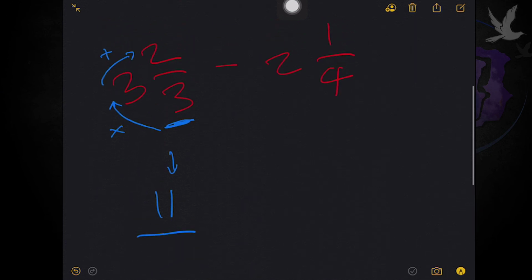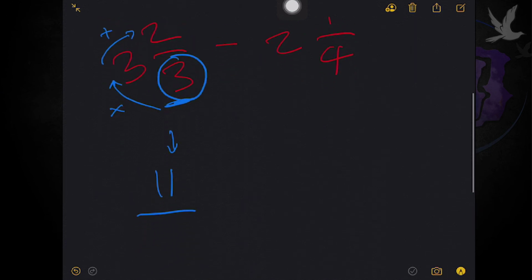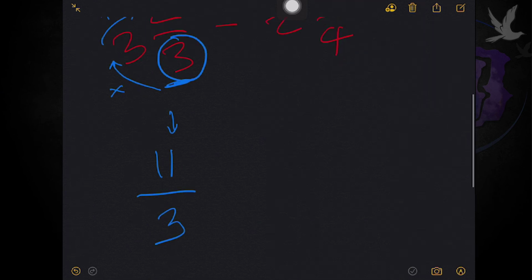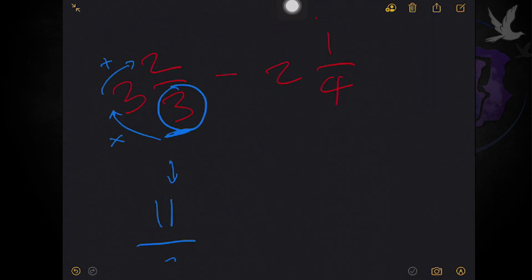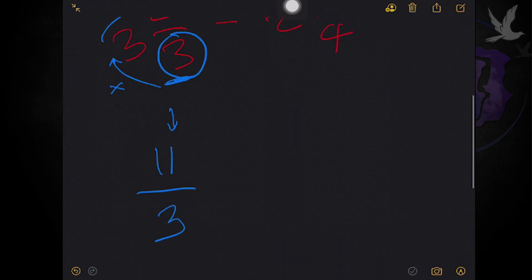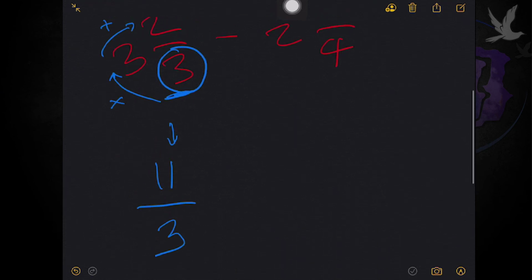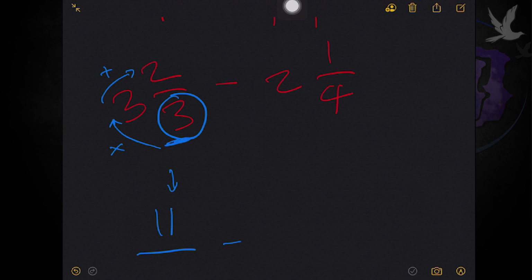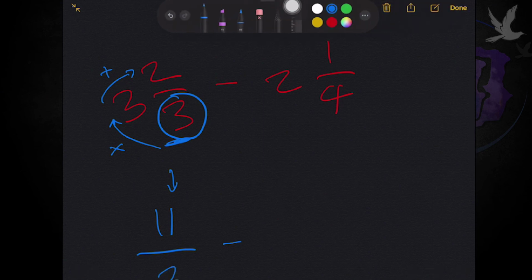What is our denominator? Just copy the denominator, which is 3. Okay, again, 3 times 3 will give you 9, plus 2 is 11. That's where we got 11. So now, the minus sign. Doing the other mixed number, sorry.